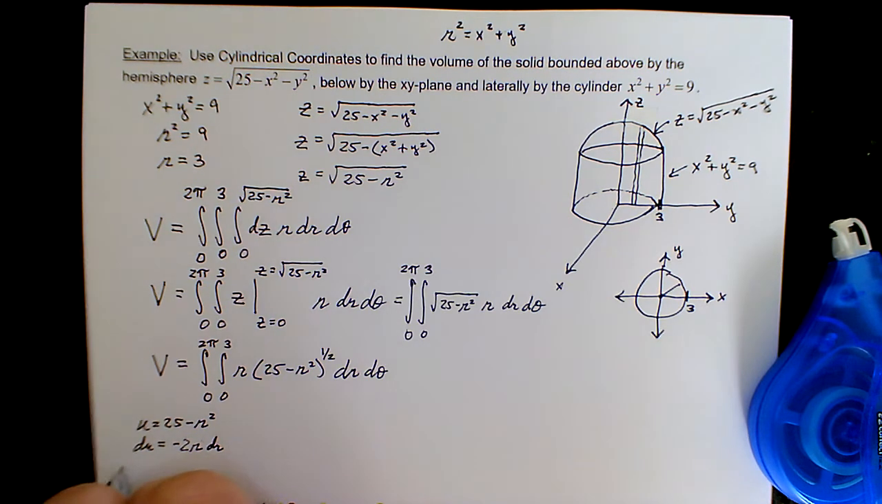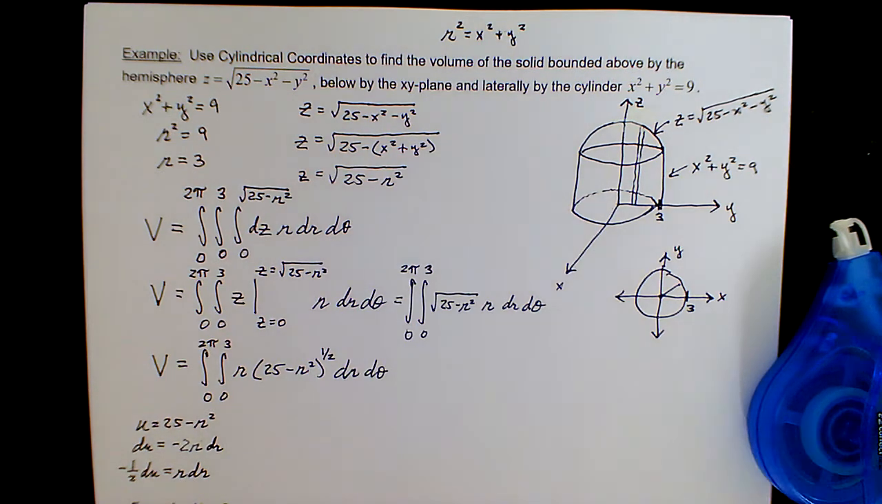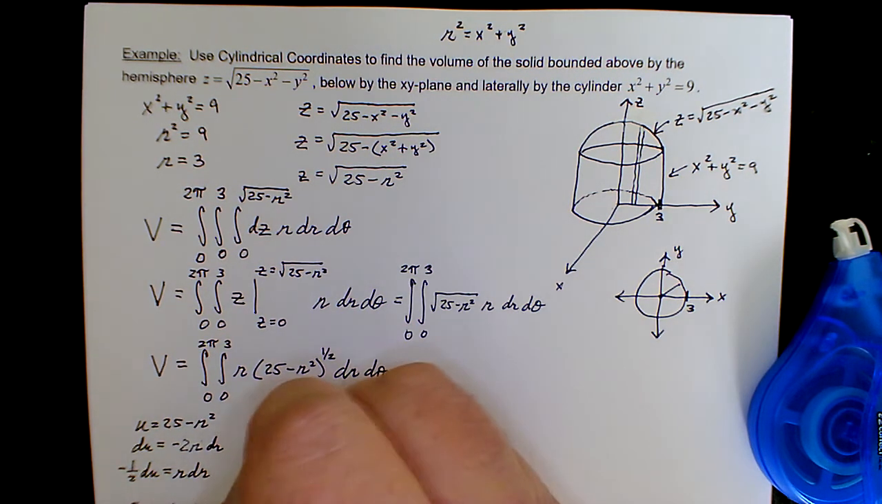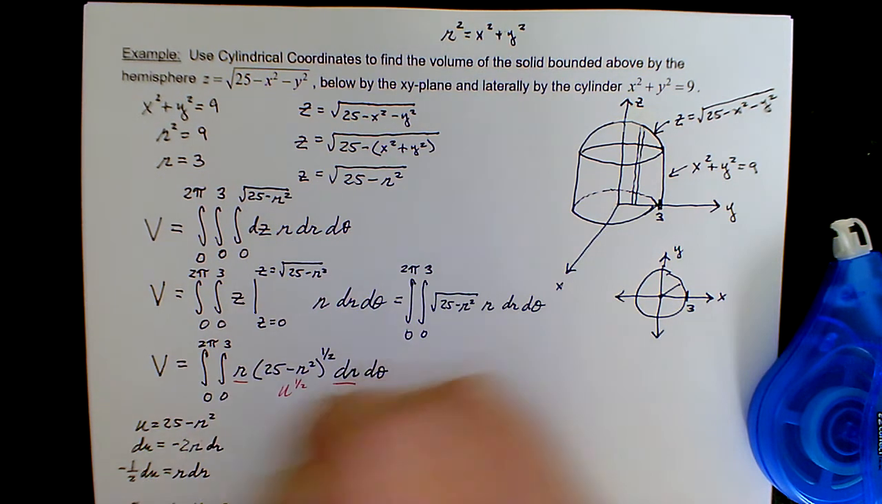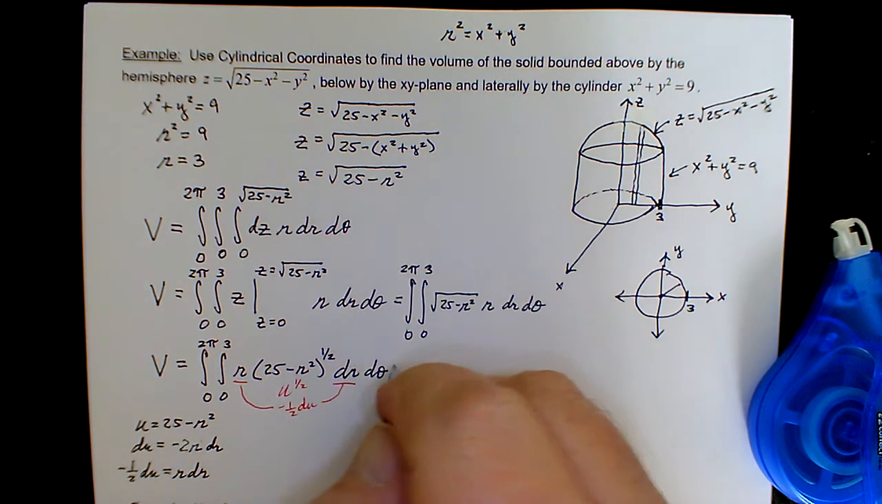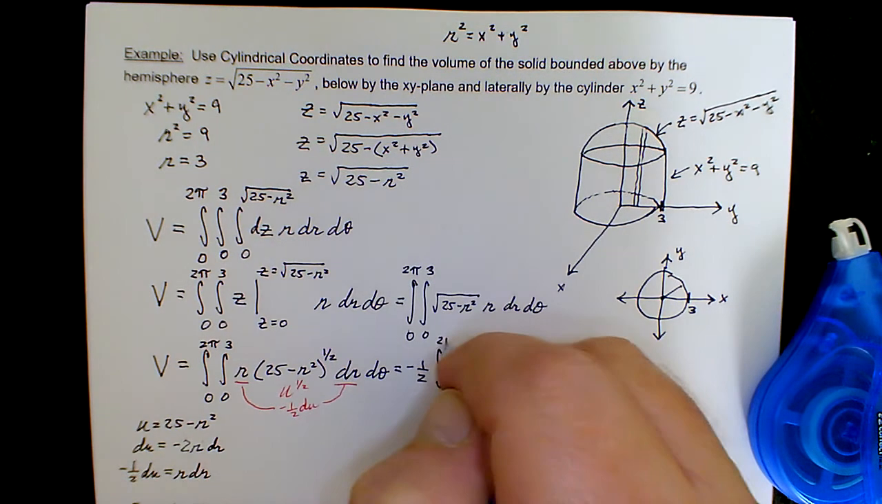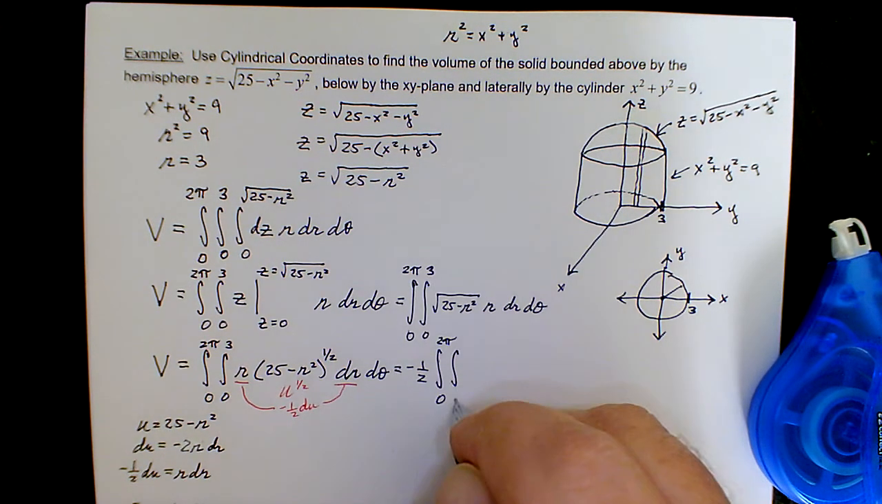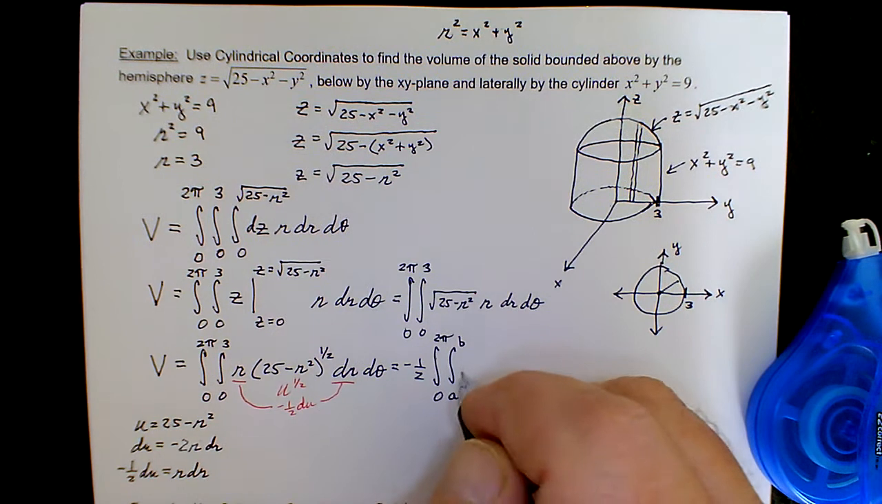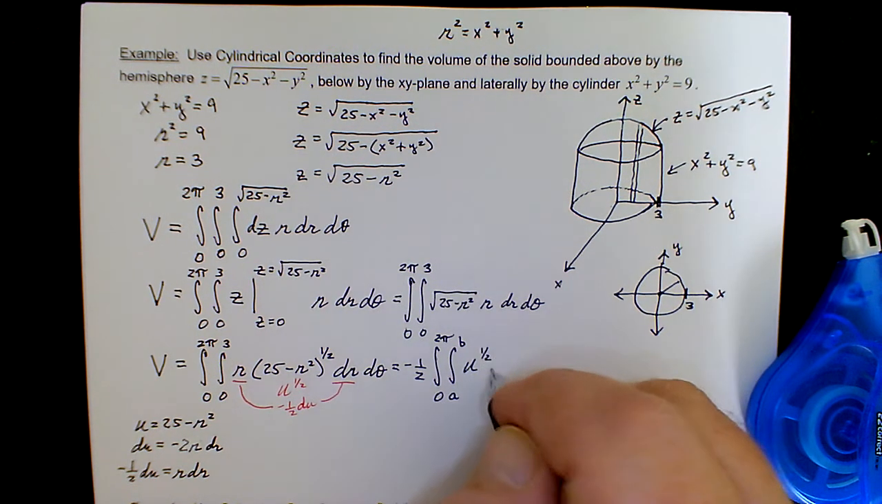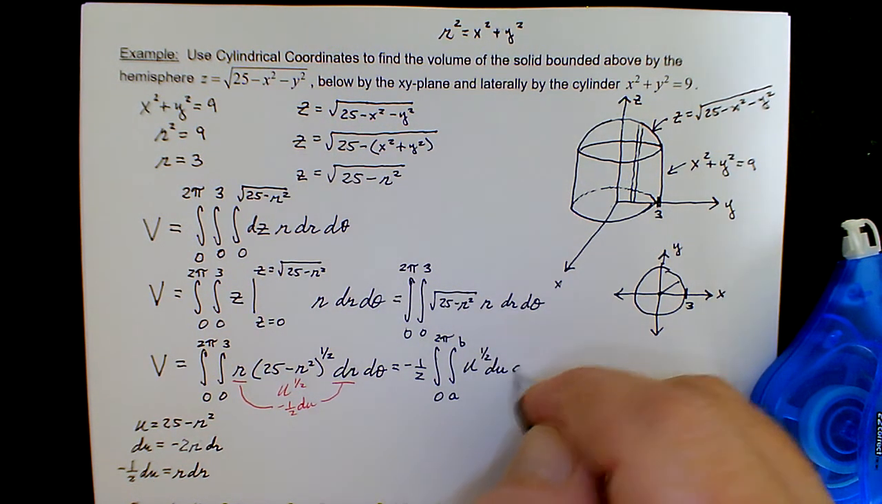Minus 2r dr, modifying, minus 1/2 du is r dr. So here's our u to the 1/2, and the r dr represents minus 1/2 du. Okay, so let's bring the negative 1/2 out in front. We've got the integral 0 to 2 pi, integral, I'm going to say a to b, because I'm making the change of variables, u to the 1/2 with respect to u, then with respect to theta.